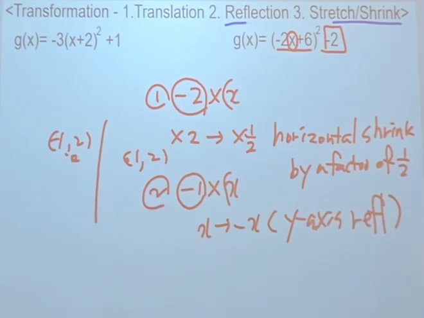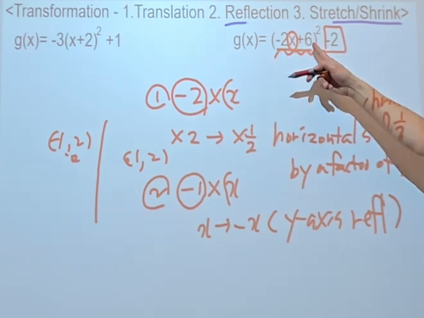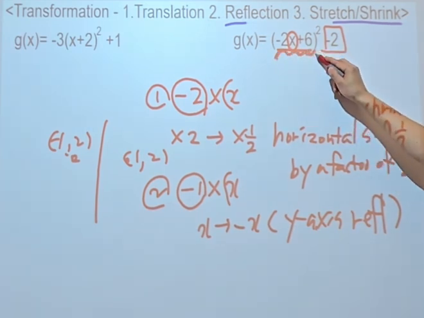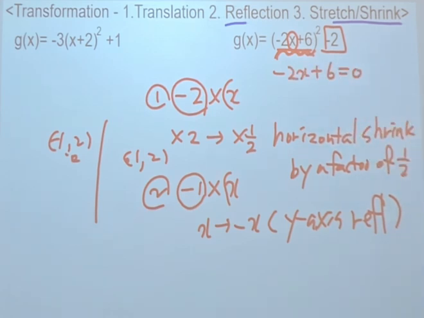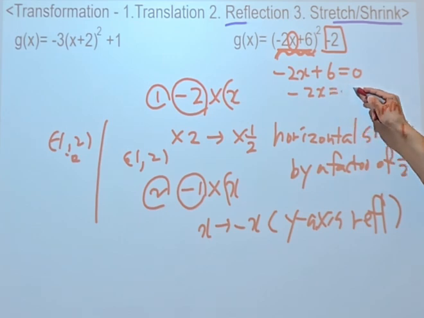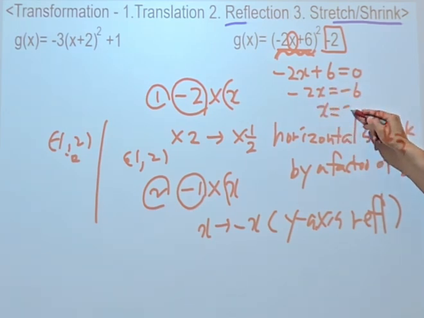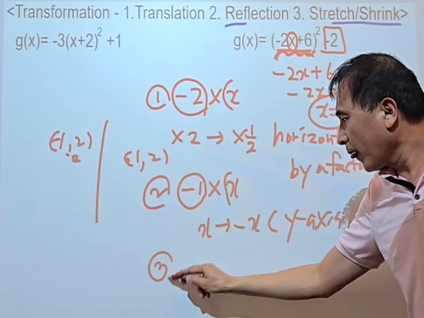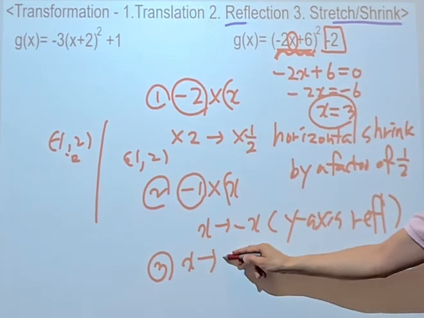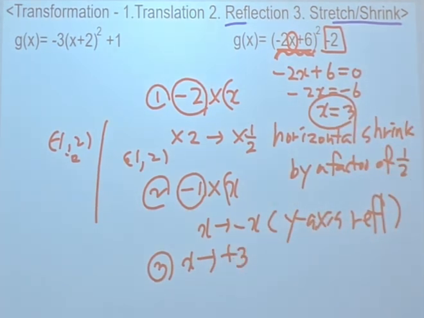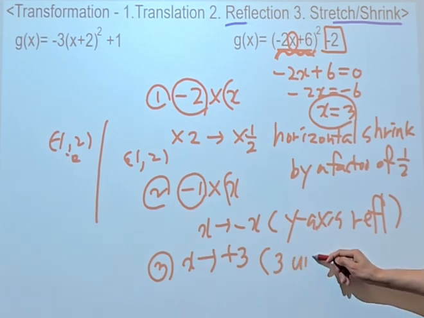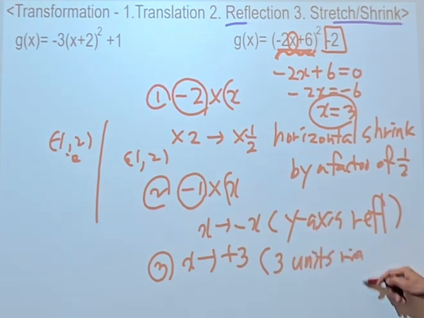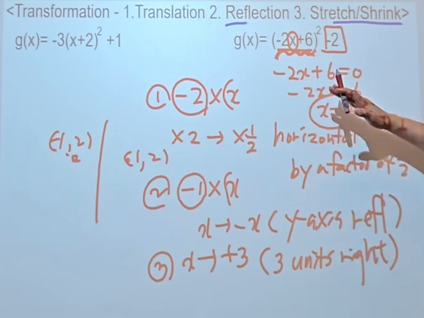Okay, got it? There's one more. Instead of finding the opposite, solve this equation: negative 2x plus 6 equals 0, so negative 2x equals negative 6. Divide both sides by negative 2, and x equals 3. X equals plus 3 means a horizontal shift 3 units to the right. Make sense? You can simply say 3 units right. So that's everything inside.